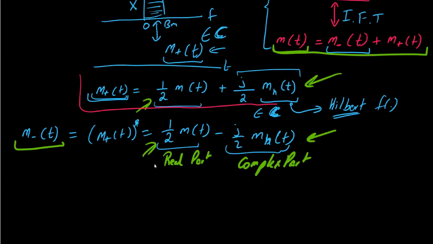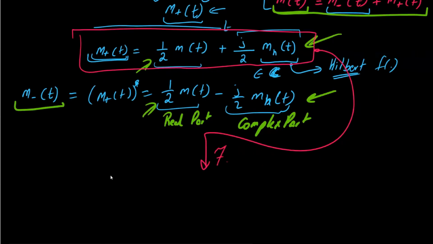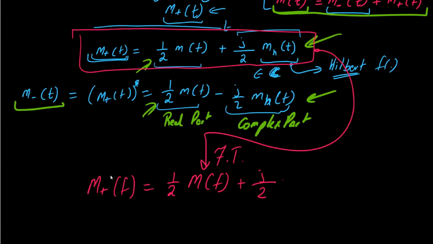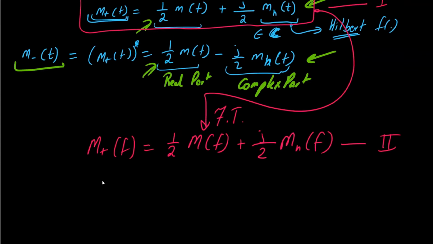So let us take this signal and then we use the Fourier transform. We would have m plus of f, 1 by 2 m of f plus j by 2 m h of f. So this is the Fourier transform of this expression. Let's say this is the first expression. Now this is our second expression. The same thing would happen if you take the Fourier transform of m minus of t.